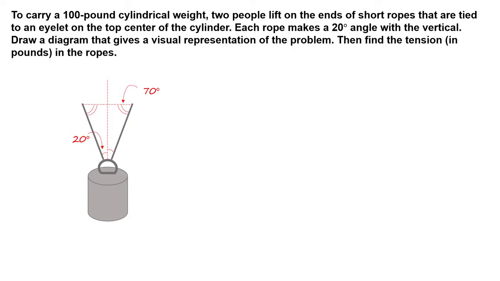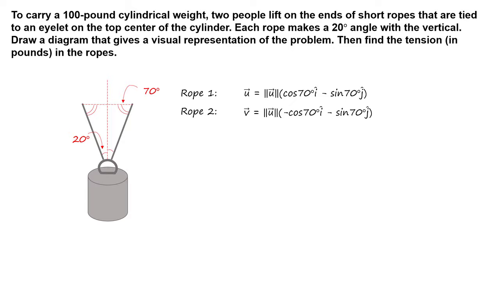Let's use vectors to represent each rope. Call rope 1 vector u. The x component of vector u is cosine of 70 degrees, and the y component of vector u is negative sine of 70 degrees. So vector u is equal to the magnitude of vector u times the quantity cosine of 70 degrees i hat minus sine of 70 degrees j hat.